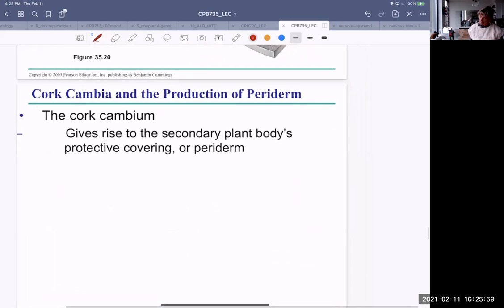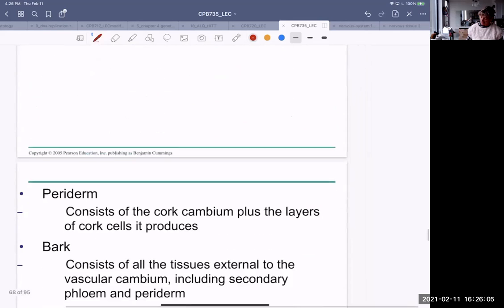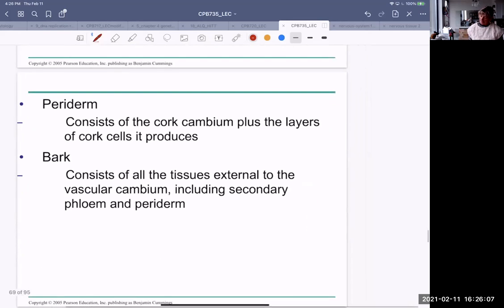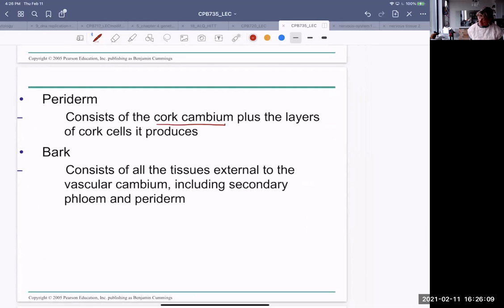So the cork cambium lays down a periderm, which is a protective covering of cells. It's cork cambium plus the layers of cork cells it produces, and the bark is all the tissues that are external to the vascular cambium. So it actually includes the secondary phloem bark.